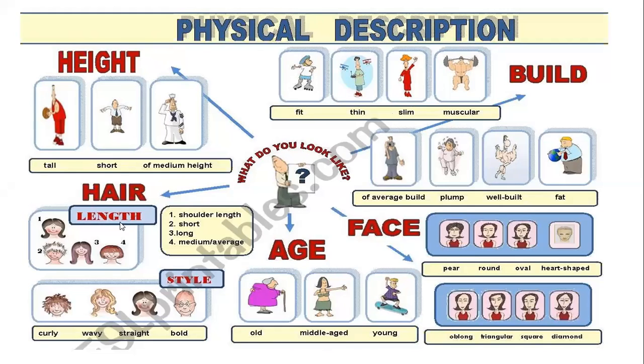For example, hair length: shoulder length, short, long, medium, average. Also about the build, you say of average build, plump, well built, fat. For the face, you say pear, round, oval, heart shape, oblong, triangular, square, diamond. For age, you say old, middle age, young. For style, you say curly, wavy, straight, bald.